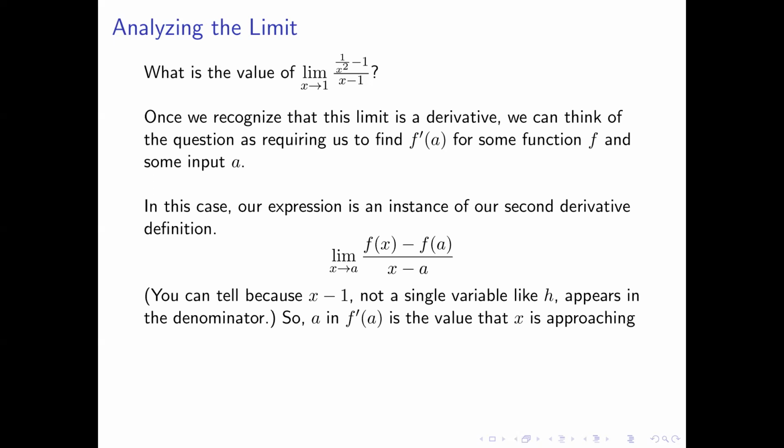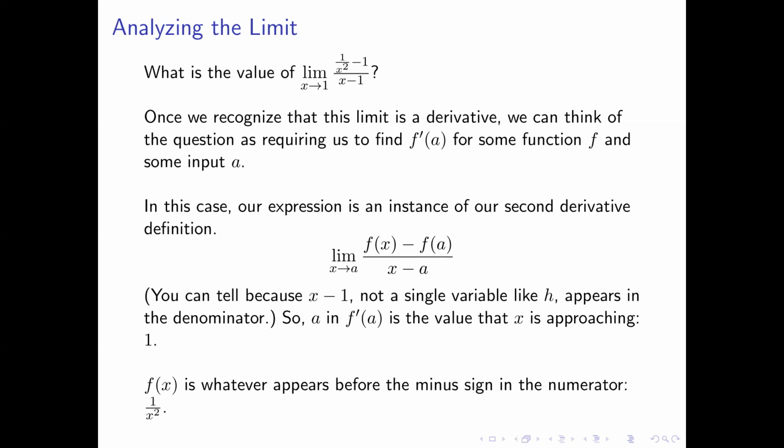So if we take a look at our second derivative definition that's on the middle of the screen, and we compare it to the limit we're given in our question, you can see that a here will be whatever value x is approaching. And in this case, that is 1. We have a limit as x approaches 1. f of x appears before the minus sign in the denominator. So here that's going to be 1 over x squared. And now we can think of our problem as a matter of finding the derivative of 1 over x squared at x equals 1.